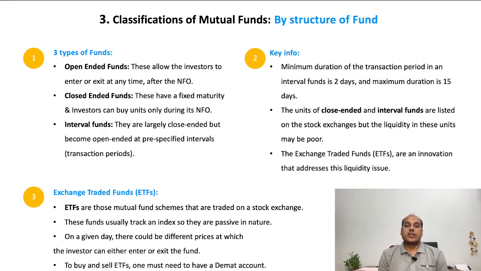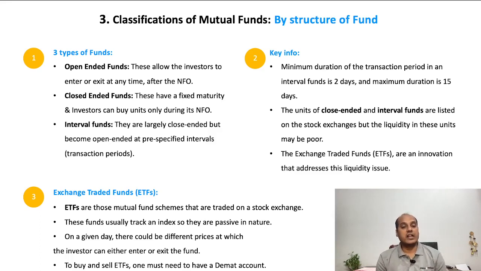Let's talk about classification of mutual funds by structure of fund. There are three types of fund: open-ended, closed-ended, and interval. Open-ended is where you come and invest today and exit at any point of time. Closed-ended is where you have a fixed maturity after 3 years, 5 years, 7 years or 10 years. You can buy only during the NFO. But if you want to exit, you cannot do that by selling it to the fund.